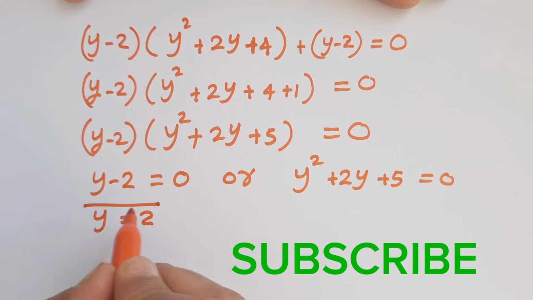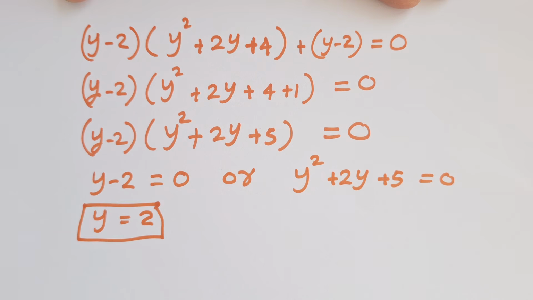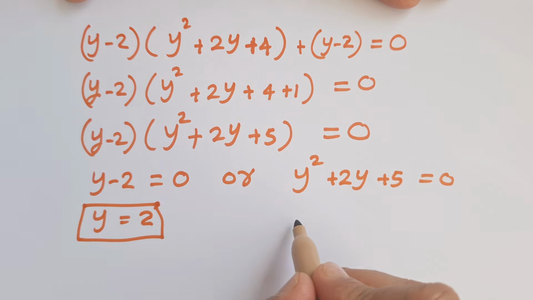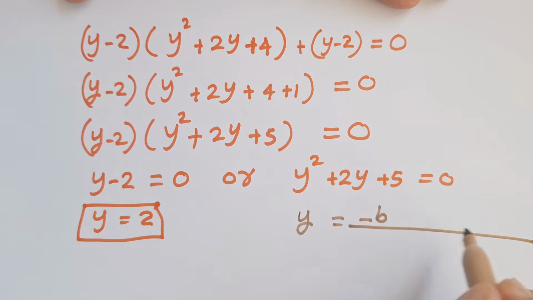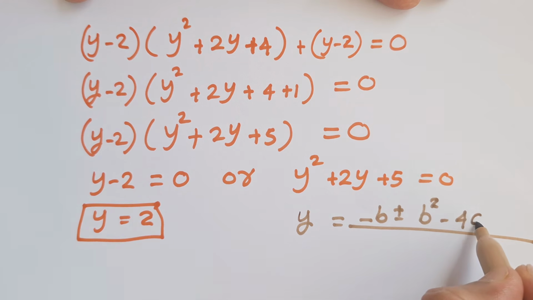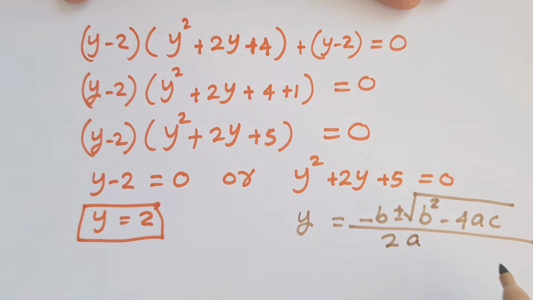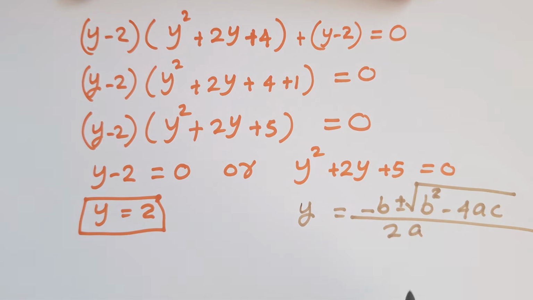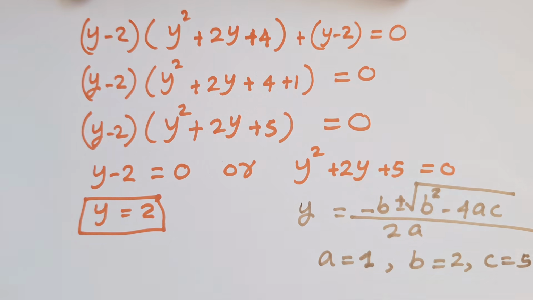From this one we have y is equal to 2. Oh, here we have got a quadratic equation. So we need to solve this quadratic equation to find the value for y. I'm going to use the common formula to solve this quadratic equation. So y is equal to minus b plus or minus square root of b square minus 4 times a times c, divided by 2a. This is our quadratic equation. So the values for a here is 1, b is equal to 2, and c is equal to 5.